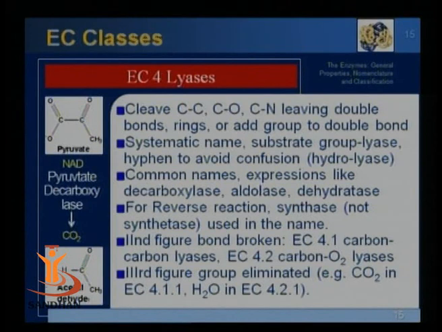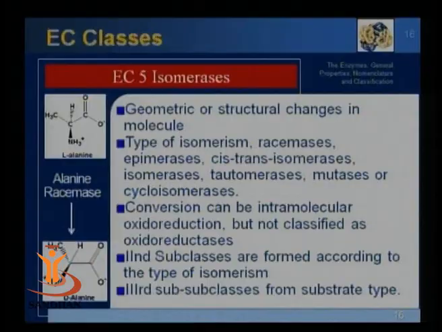If carbon dioxide is to be removed, then it is 4.1.2, 1.1. If water is removed, then it is 4.2.1, etc. So following the list which is prepared by the EC Commission, the second and third digit numbers are accordingly given by the Commission. Another class is isomerase.